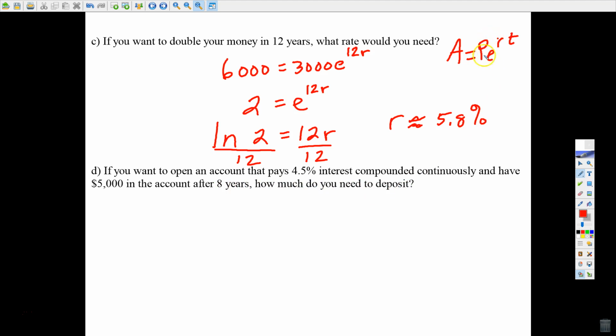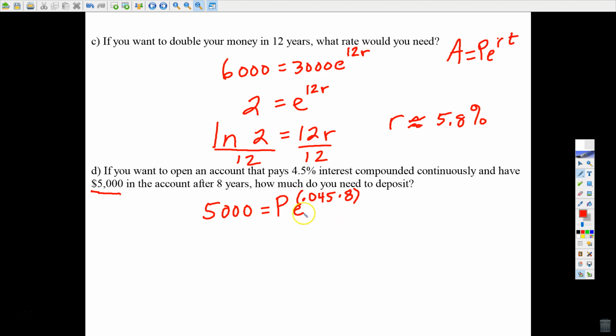Well, this time, we don't know what P is. So we know that A needs to become, we want to end up with $5,000. We're after, what is it going to take initially to invest over this period of time at this interest rate to get $5,000? Okay, so once again, the rate is 4.5%, so as a decimal, that's 0.045. And it's 8 years, so t is 8.